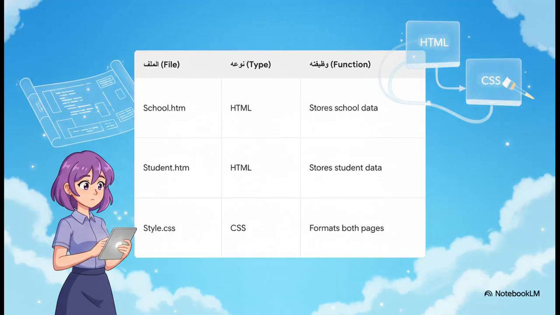And here it is. This is the entire blueprint for our project's foundation. And would you believe it? It's just 3 files. We have 2 HTML files, one for the school information and another one for the student's info. And then we have one CSS file, style.css, and that one file is going to control the visual design for both of those pages.